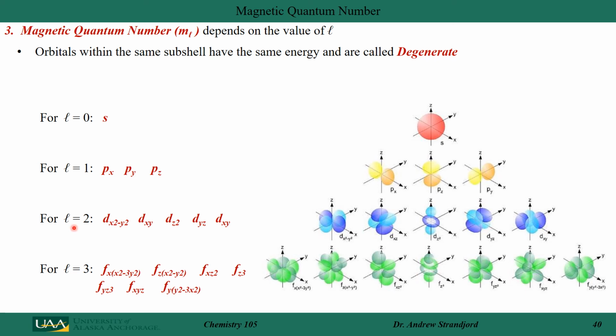If L equals 2, then I have 5 magnetic quantum numbers. I have my dx squared minus y squared, my dxy, my dz squared, my dxz, and my dyz. Those are just nomenclature. Notice that the shapes of those dumbbells are more complicated now. If L equals 3, it becomes even more complicated, and the names for those also become more complicated. These subscripts are related to the mathematics as we solve the Schrodinger equations.